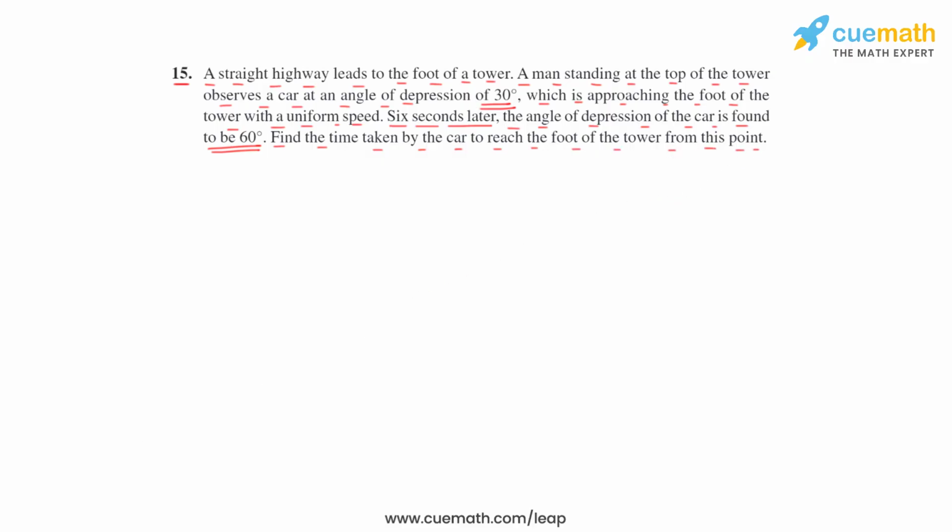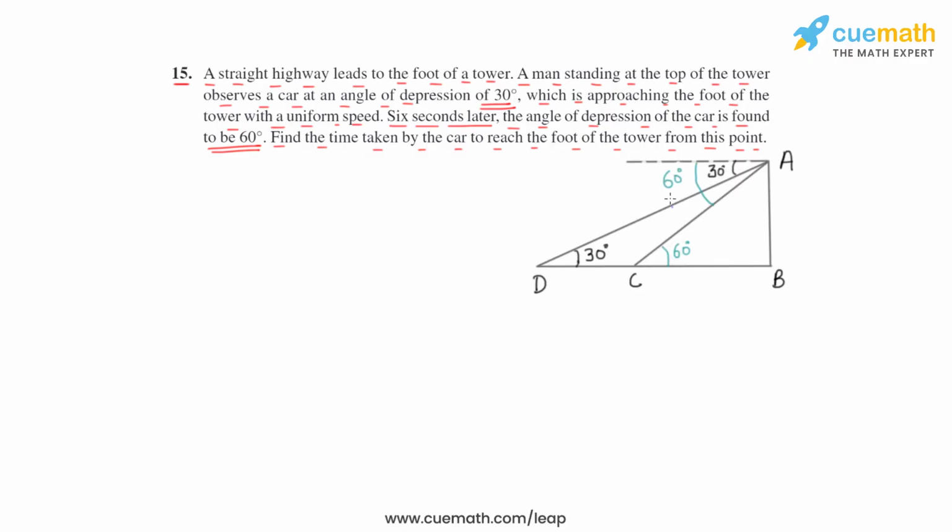Let's make a diagram and then I'll explain. This is the tower, AB is the tower, and the car first is at point D. The angle of depression means the angle below the line of sight, because it is at the top of the tower. So this angle is 30 degrees, which is the angle of depression. It means this angle will also be 30 degrees because the line of sight is parallel with the ground. So these are alternate interior angles, so this angle will also be 30 degrees.